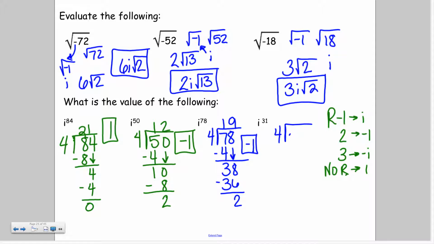Then 4 into 31. 4 does not go into 3, but 4 does go into 31 7 times, which gives me 28. When I subtract those, I have a remainder of 3. My answer is -i. So all I'm doing is looking at my little rules, and I'm checking to see.